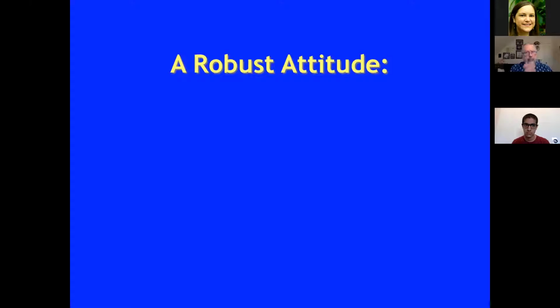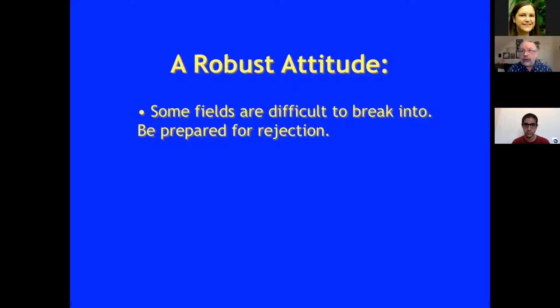Now, a robust attitude. What does that mean? It means that when you apply to grad school, there's a significant possibility that your ego is going to get knocked around. Because, like we said, you can be rejected for reasons that have nothing to do with you. And there are fields out there that are really difficult to get into.